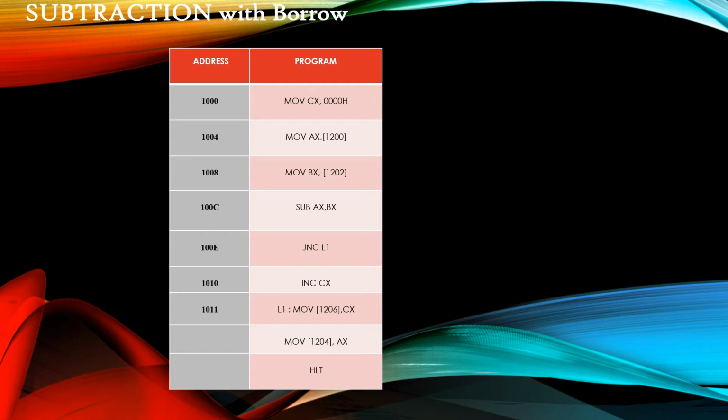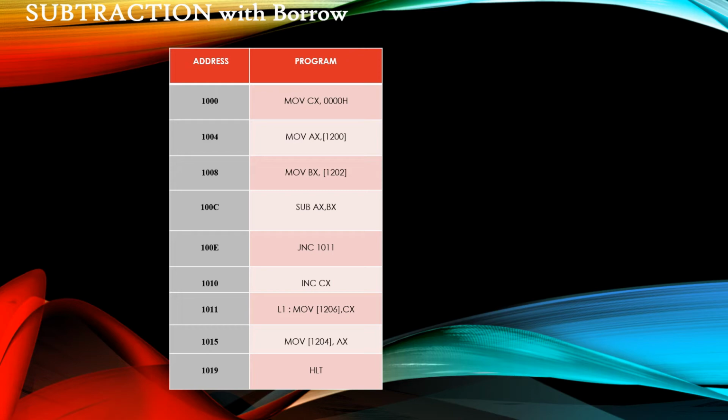Next we are having the next address as 1011. Therefore the label for this jump instruction has the address 1011, so the JNC L1 should be replaced by 1011. After that we are moving the CX register value, which is nothing but the carry value, into 1206. Then we are storing the difference, which is available in the AX register, into 1204. Then finally we are halting the program.